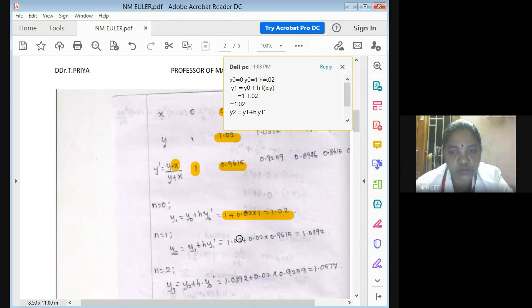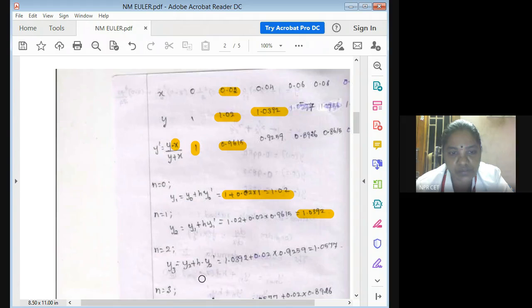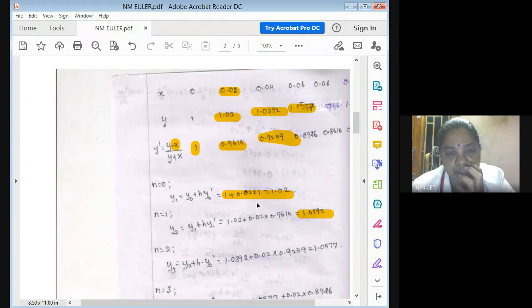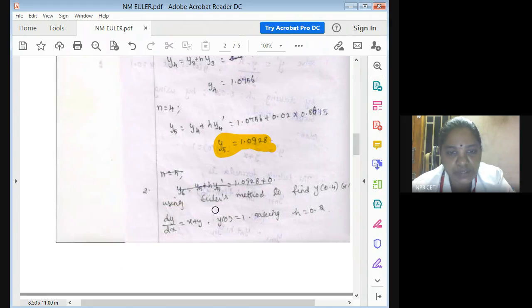So next one, y2 is equal to y1 plus h into y1 dash. So 1.02 plus 0.02 into 0.9615. That is your value, 1.032. See, I'm writing here. Again, use this when n is equal to 2: 1.03192 plus h value into the calculated y dash value. You will get 1.0577. Okay, so like this you have to do the iteration up to y5. So the final answer is 1.0928. Is it clear?